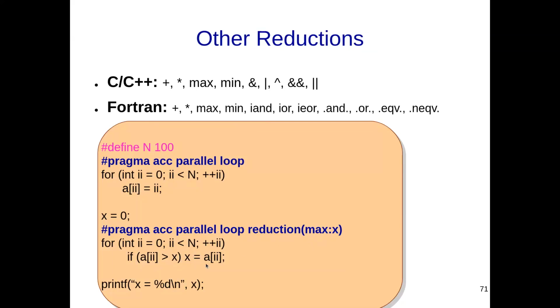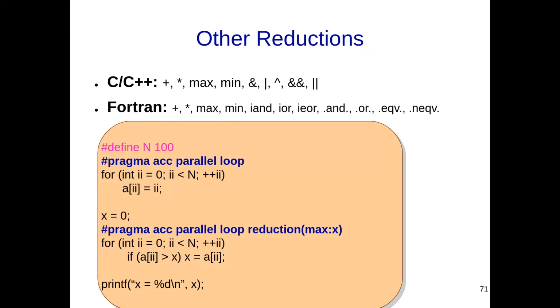And interestingly, we can write very arbitrary pieces of code here. So I am writing if a of I greater than x, then x equal to a of I. That is a very arbitrary piece of code where I am computing the maximum. That doesn't mean that the compiler is very intelligent here. It just means that the compiler believes that you are computing a max with that computation.